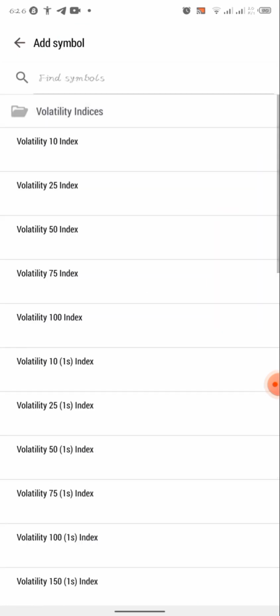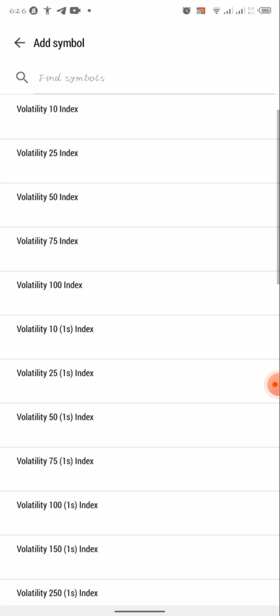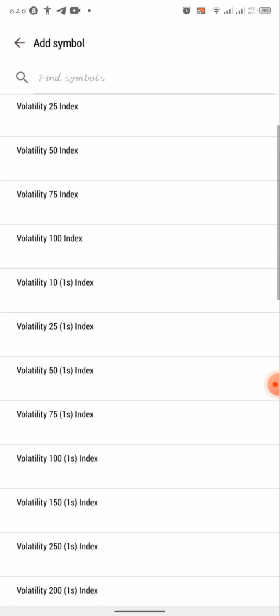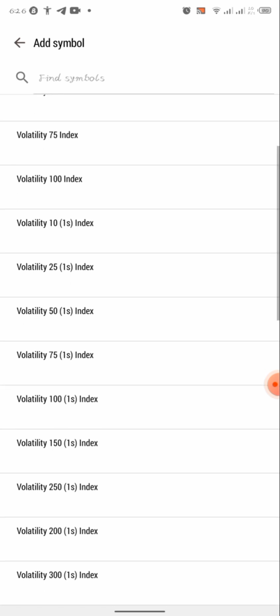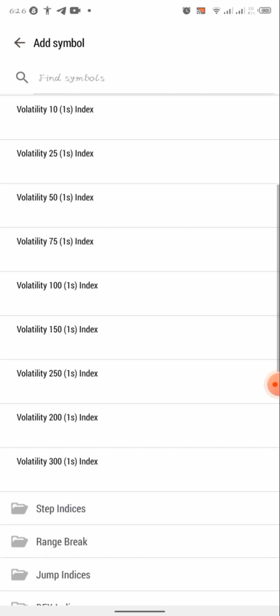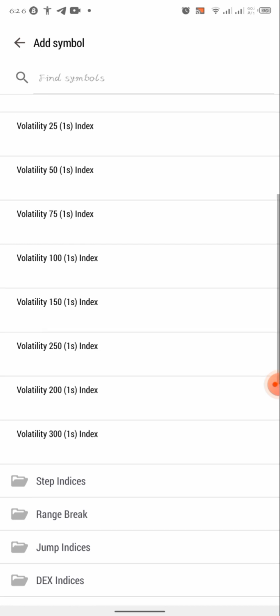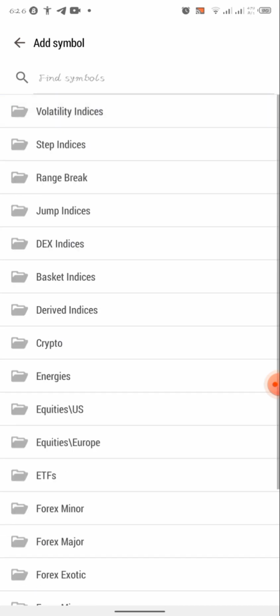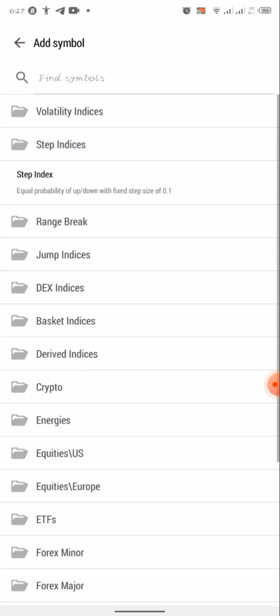Based on the volatility indices, they have volatility 10 index, volatility 25, 50, 75, 100, 10 (1s), 25 (1s), 50 (1s), 75 (1s), 100 (1s), 150, 250, 200 and 300. So that's all the volatility indices that you can trade using this Deriv broker. The next one is the step indices. There is only one in this, just step index.